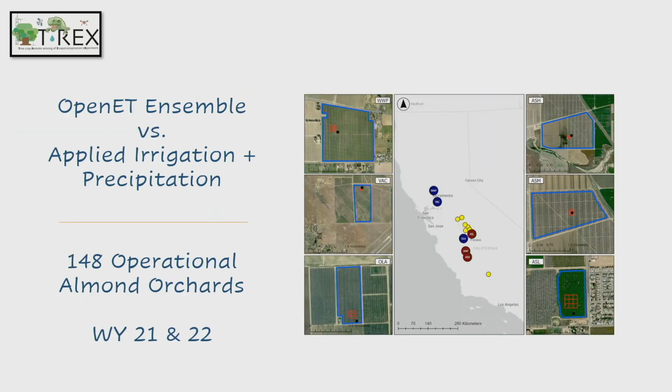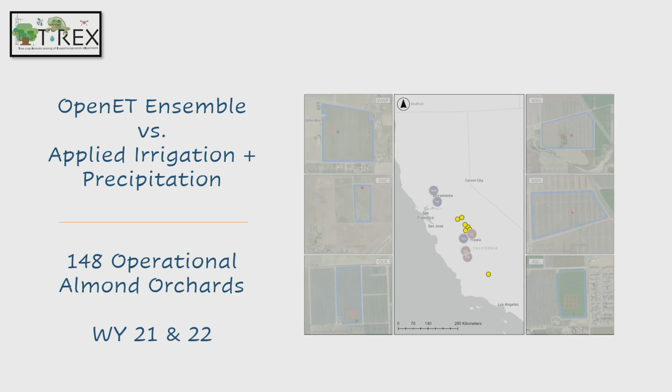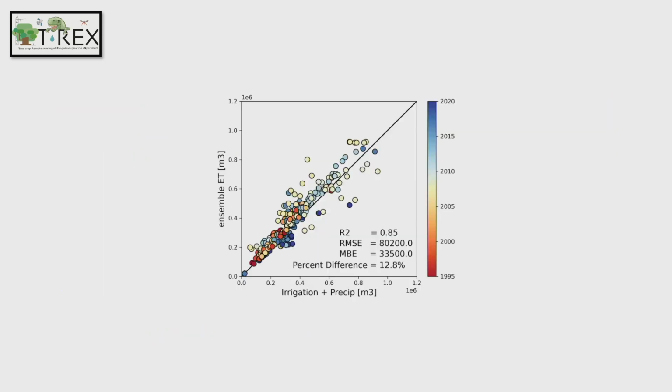In addition to doing the comparison of OpenET to our eddy covariance sites, we also focused on 148 operational almond orchards for water year 21 and 22, and we compared to applied irrigation and precipitation. And we realized this isn't the perfect comparison. We're not taking into account deep percolation or runoff or anything, but we still thought it a valuable exercise. So this is what we got.